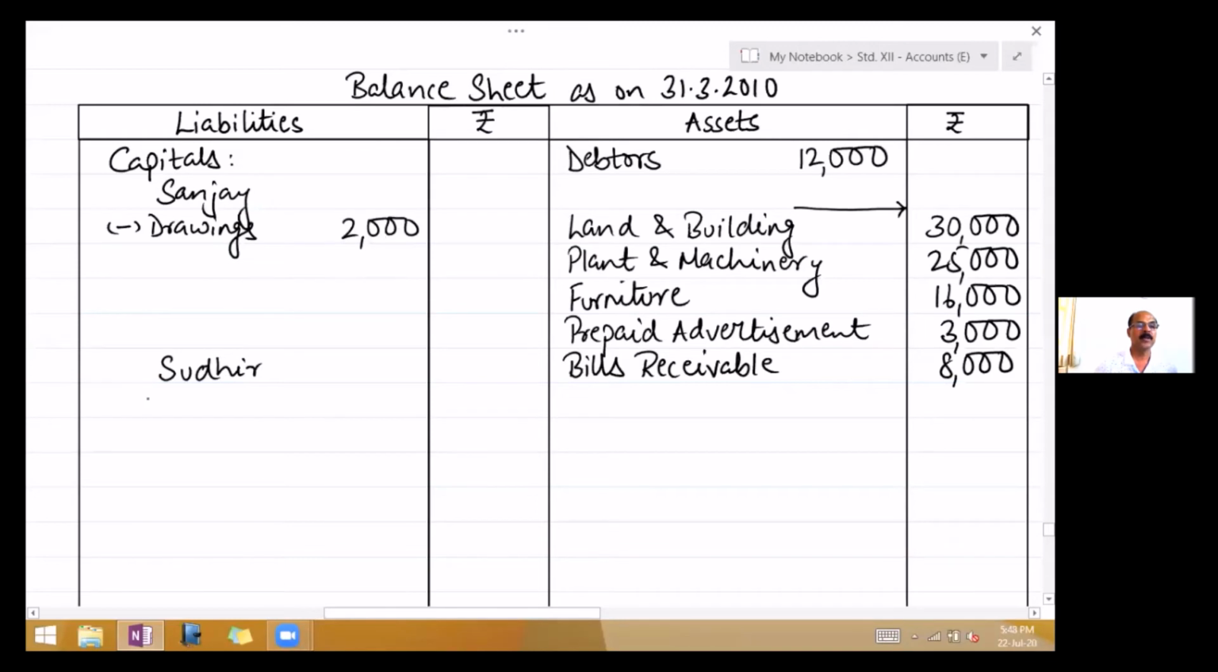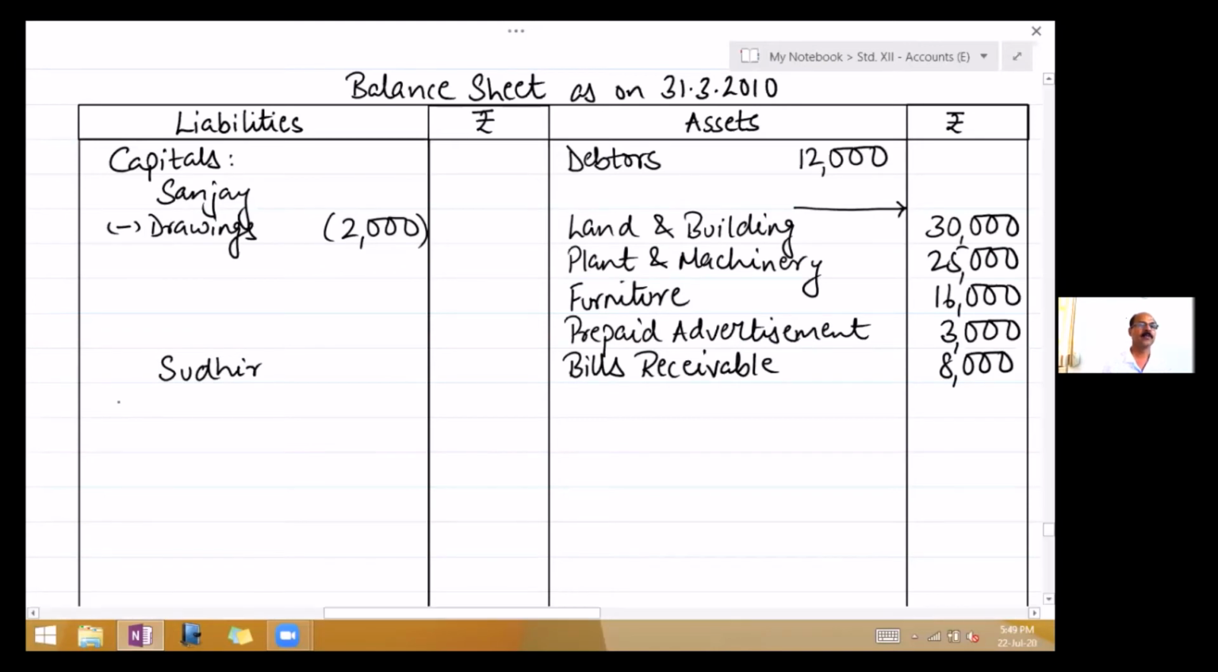Now students, I have found in the solutions posted by you that some of you were adding drawings because the figures are one below the other and you think it's addition. So if you feel you might forget in the examination and add instead of subtracting, the best way is to put brackets for those figures which are to be subtracted. That's the mathematical way to show subtraction in accounts. Any negative figure put in a bracket means it has to be subtracted.